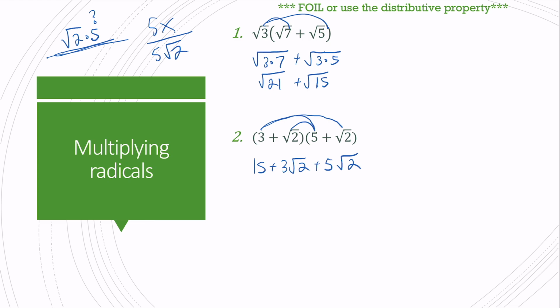And then lastly, the square root of 2 times the square root of 2, that gives me the square root of 4. So I have 15 plus 3 root 2 and 5 root 2, 8 root 2, plus the square root of 4 is 2. So I'd have 17 plus 8 square root of 2.